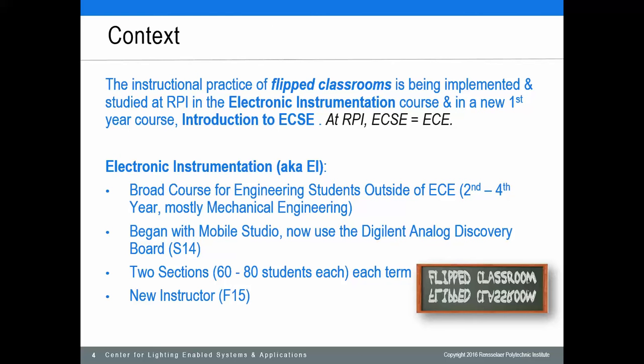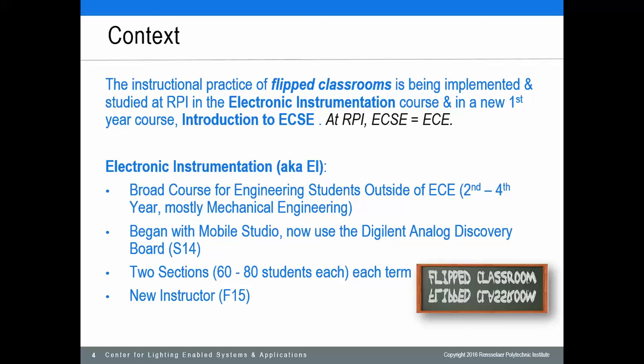Before I get into that, I want to mention one quick thing, and that is at RPI we don't have an ECE department, we have an ECSE department for electrical, computer, and systems engineering. I'll use the terms interchangeably. I prefer to use ECE because it's more generally understood by most of the engineering education community. So the first course is Electronic Instrumentation. It's a broad course in electronics for engineering students outside of ECE. That means it's mostly mechanical engineers. There's 2 sections per semester of 60 to 80 students each.